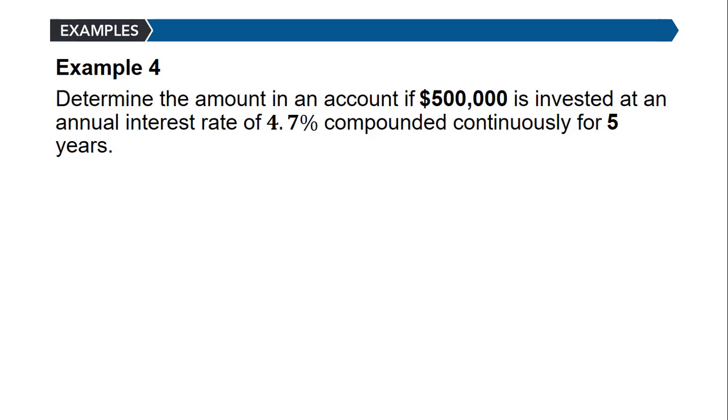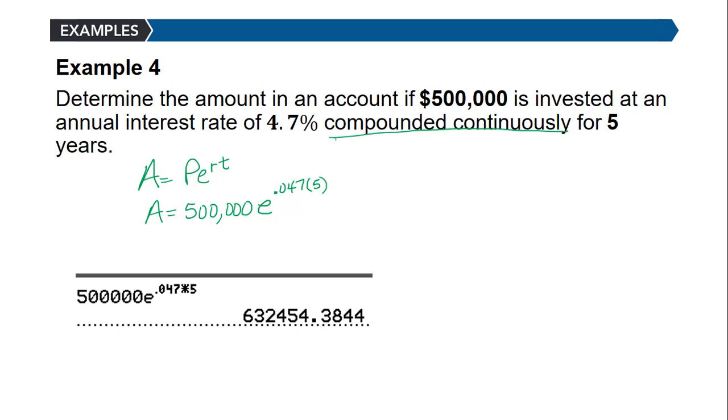So if we want to determine the amount in an account if $500,000 is invested at an annual interest rate of 4.7% compounded continuously for 5 years, we're going to see, oh, compounded continuously means we're going to use that continuous compound interest formula, which is A equals P times e to the rt. And so our ending amount is going to be 500,000 times e to the r, which as a decimal is 0.047, times the number of years, which is 5. And then we can use our calculator to figure out what that number is.